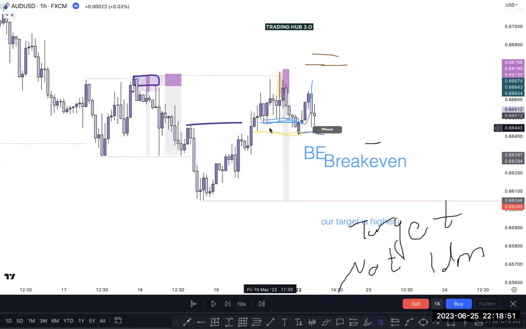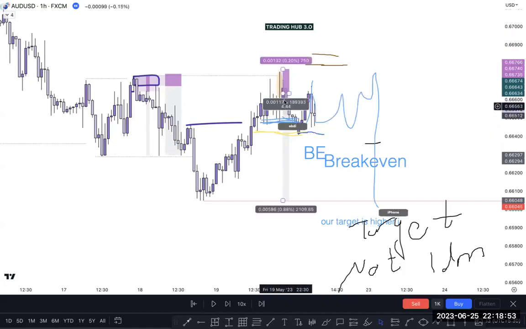This is a chalk, exactly. This is a chalk. But there is no clear order block. That's why we are not interested here for sell.